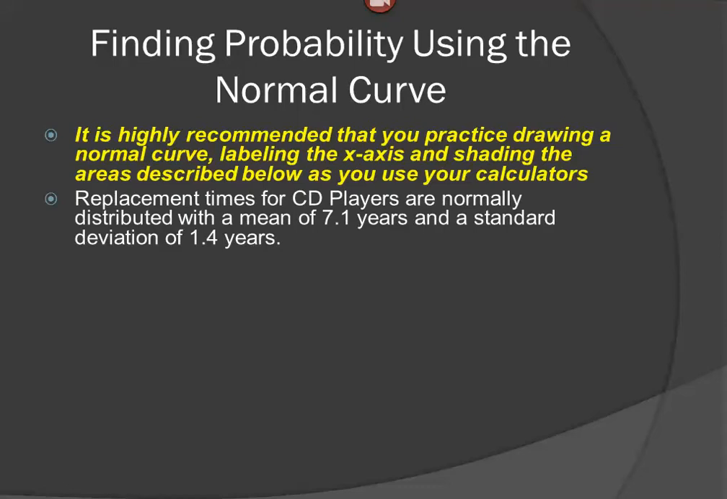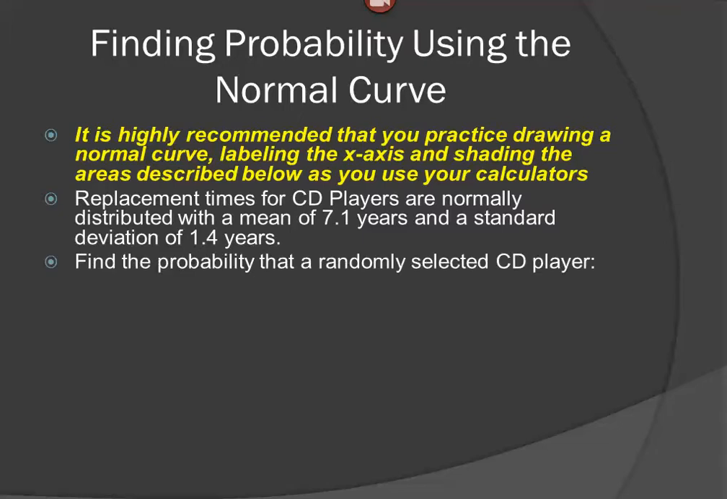So here's another situation. The replacement times for CD players are normally distributed with the mean of 7.1 years with a standard deviation of 1.4 years. Find the probability that if we select a random CD player, it will have a replacement time of less than 8 years. So go ahead and see if you can actually plot this data into your calculator correctly and get the answer to that. I'm going to pull up that pause at this point.